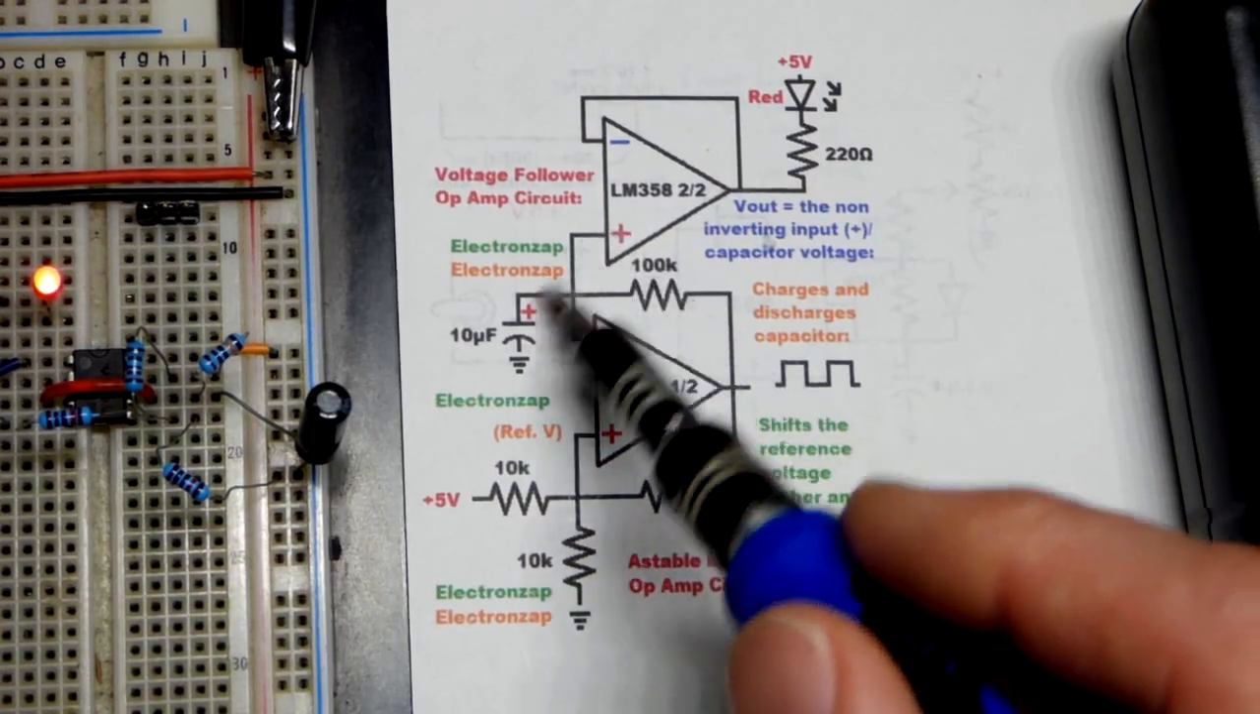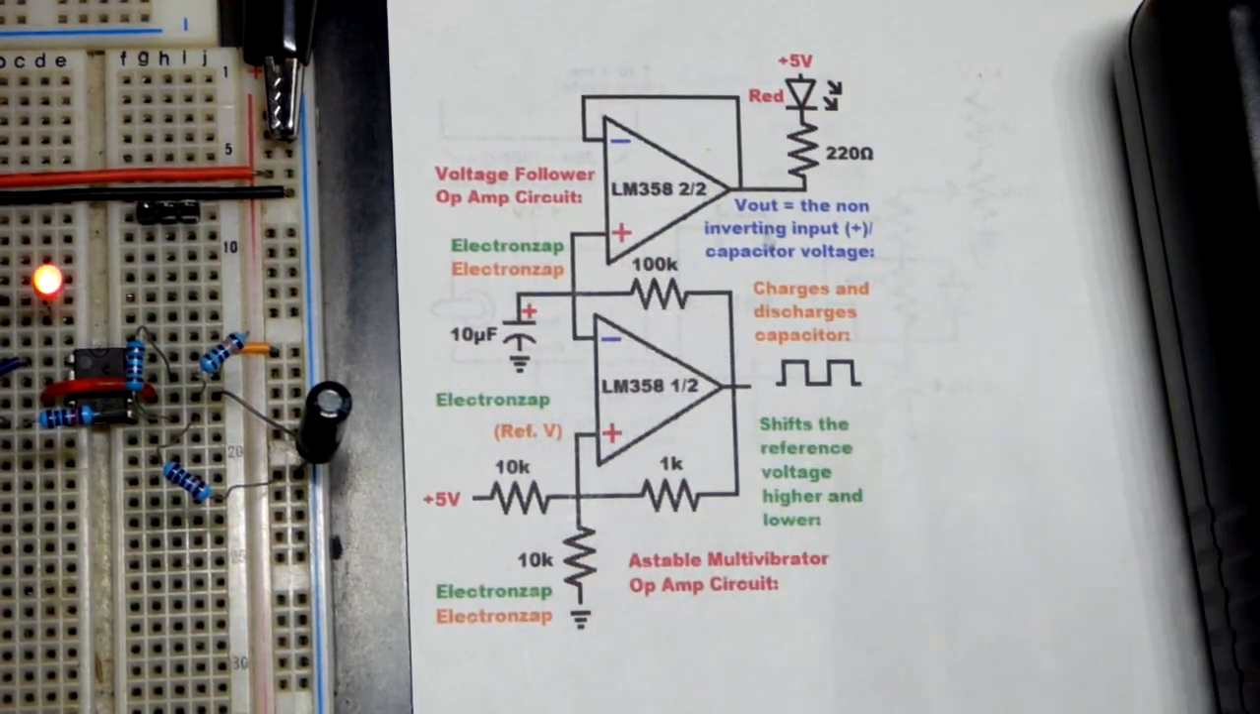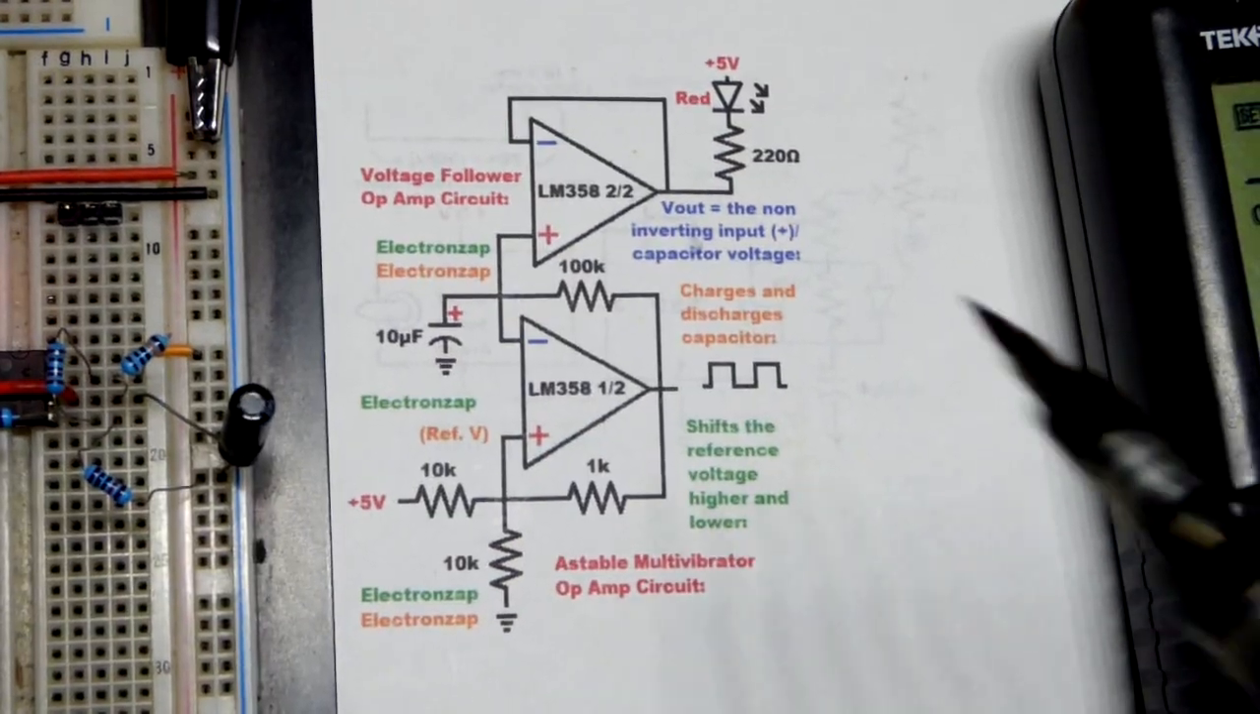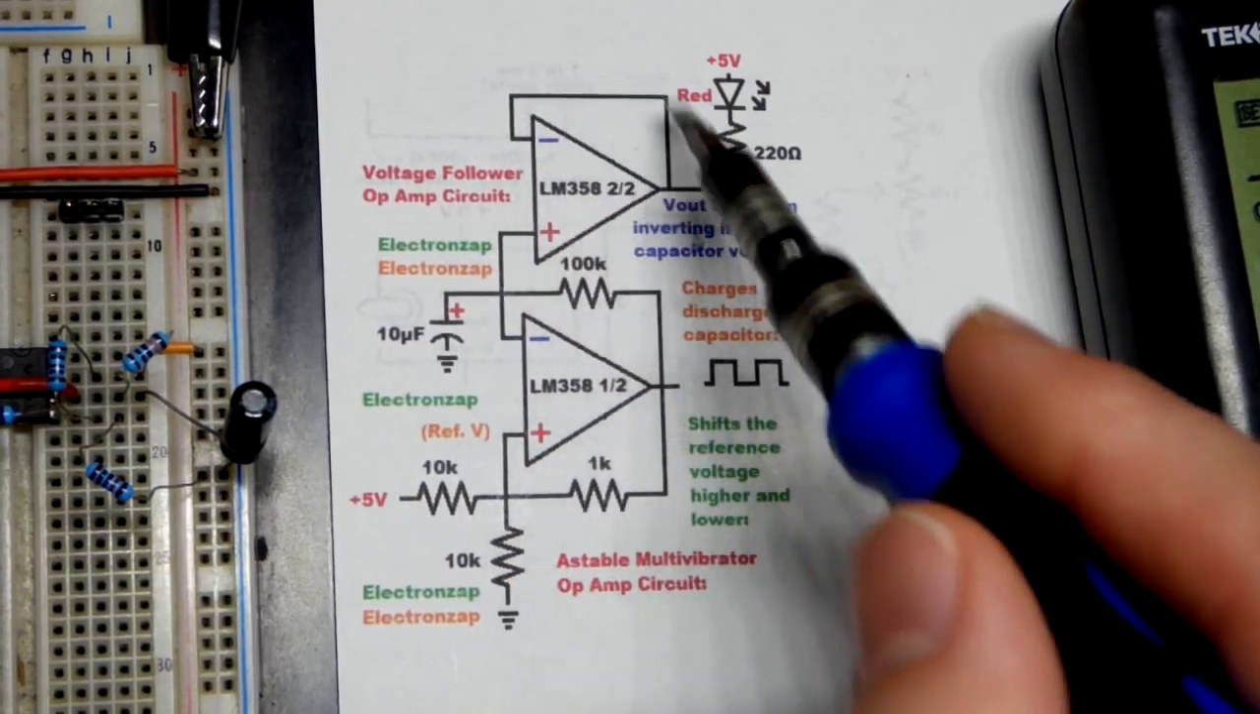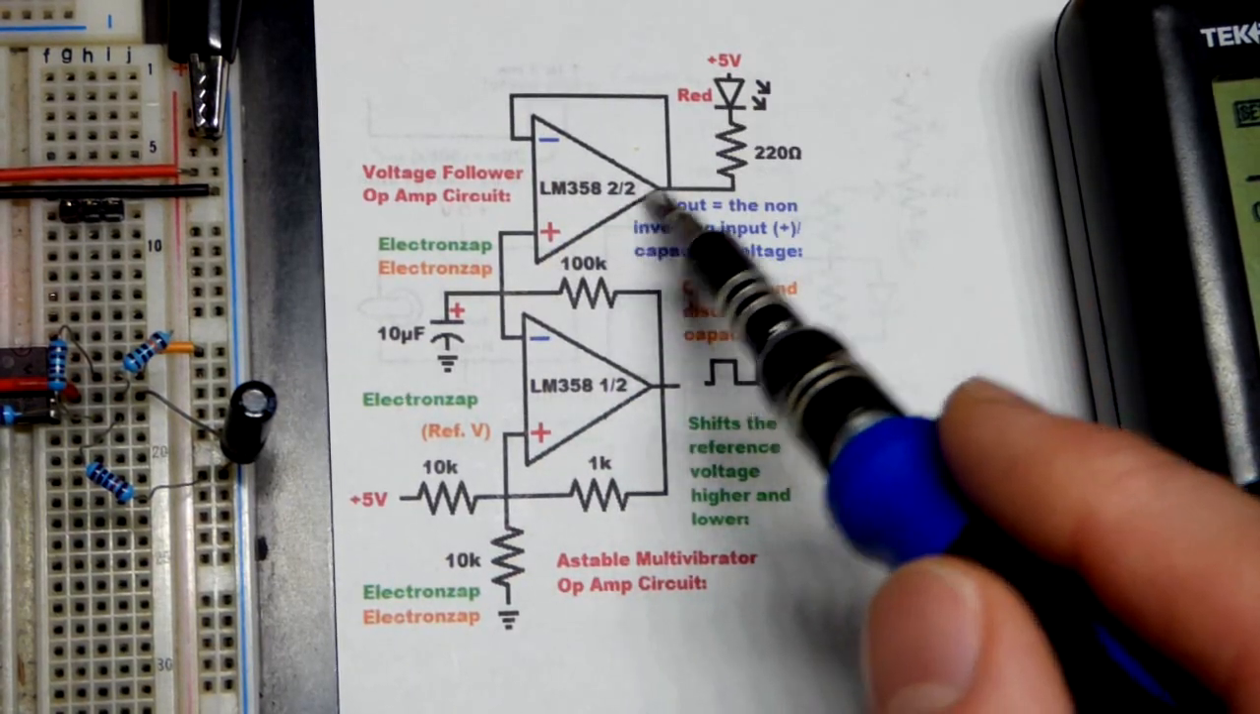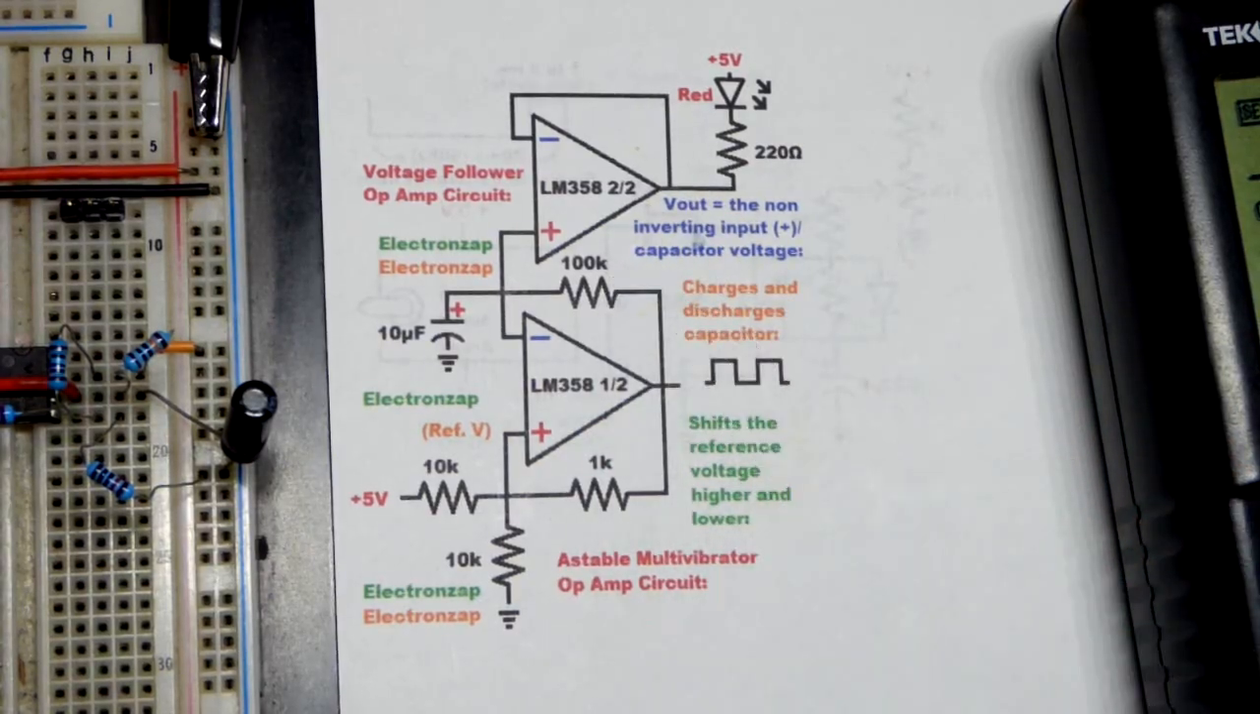Pretty straightforward. The voltage of the capacitor is being looked at by the op amp that is a voltage follower. So whatever the capacitor voltage is, it's outputting that voltage and the LED lights up as the voltage goes down. It can provide more power than the capacitor.